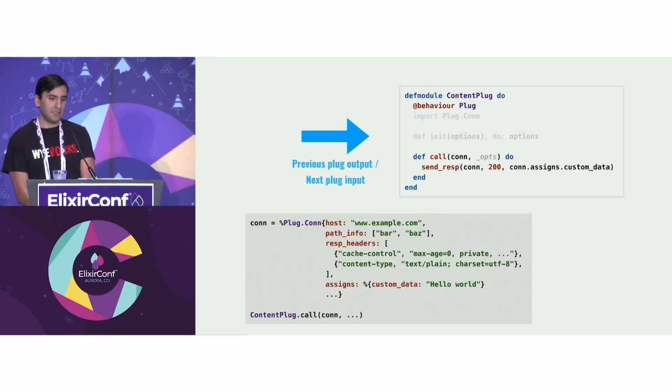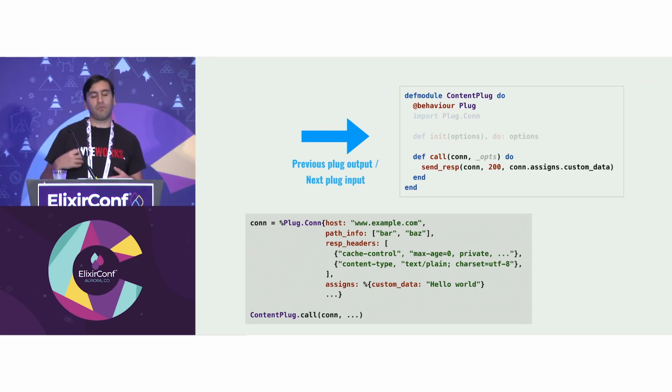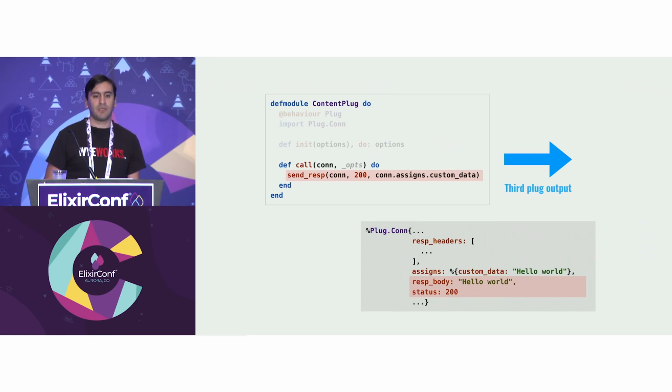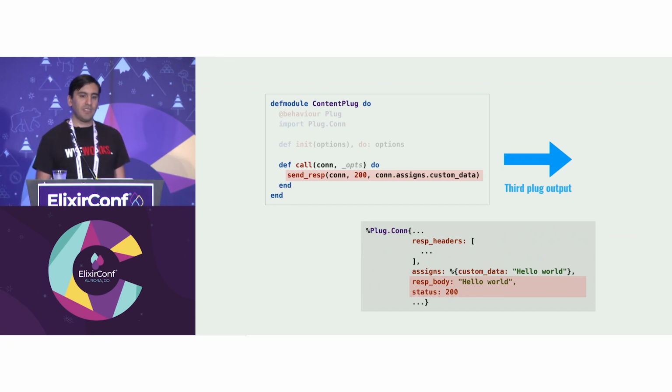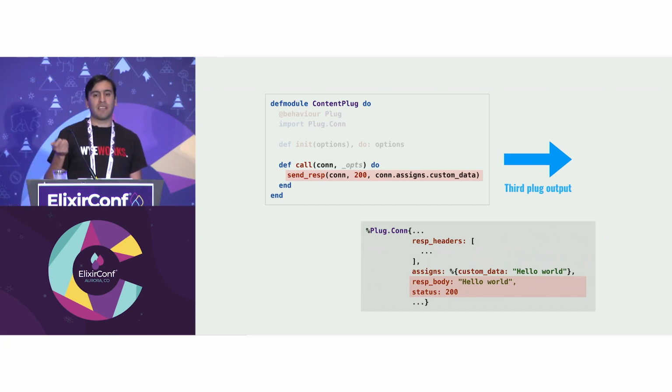And then, to finish the example, the idea is to arrive at a final plug in the process that actually calculates the response body and the response status. For example, using send_resp, which is one of the basic helper functions from the plug library. At this point, the framework is able to build a proper HTTP response. And we did it only by using plugs.